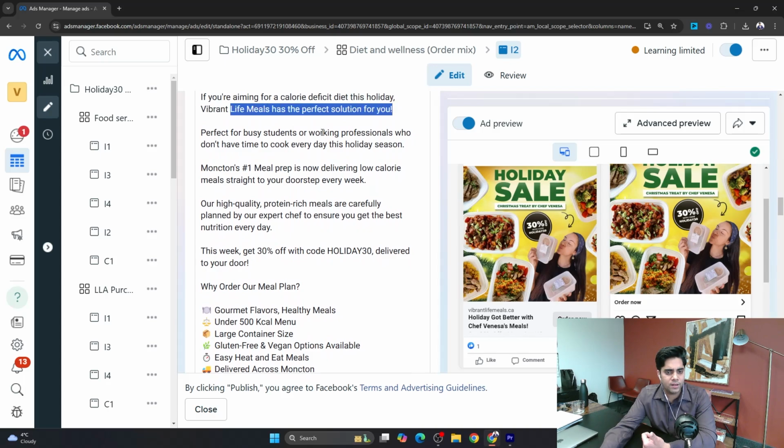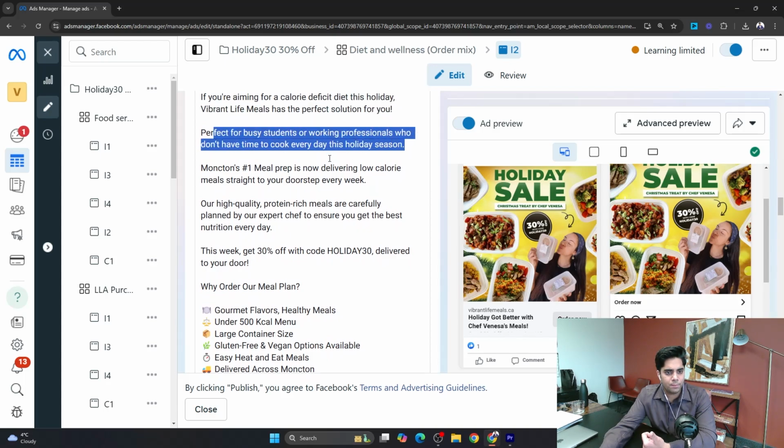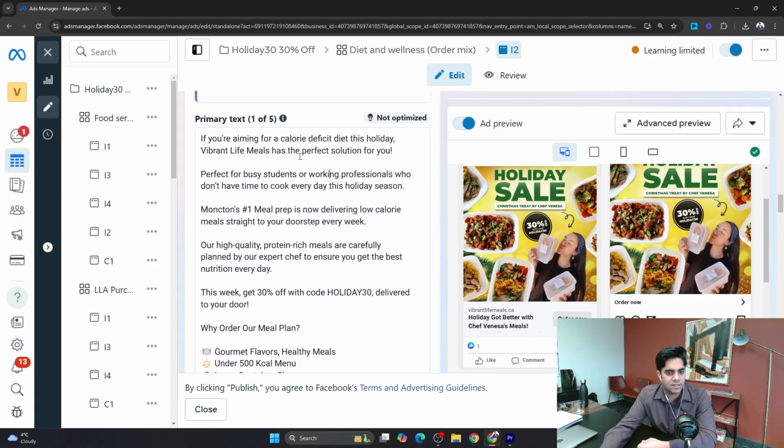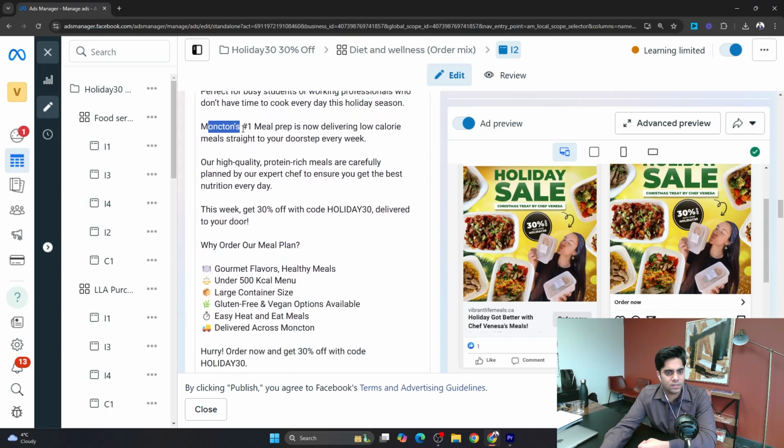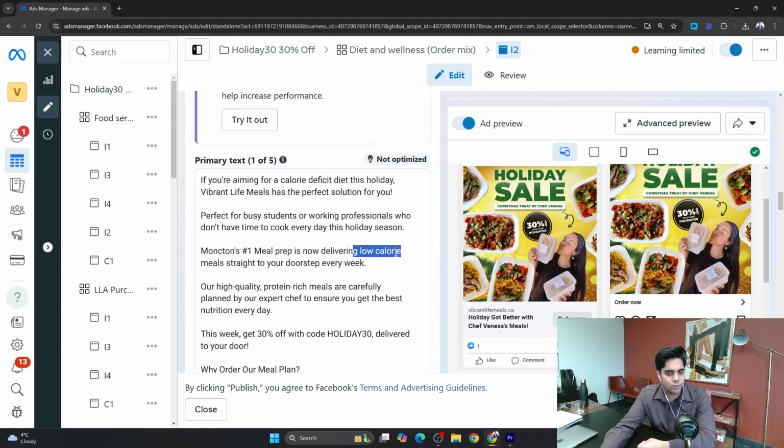Then right after we hook them in, we go over a little bit more on the benefits: perfect for busy students or working professionals who don't have time to cook every day this holiday season, right? Congruency is really important too here, guys. So we're consistently saying holiday, and then Moncton's #1 meal prep is now delivering low-calorie meals. Consistency, congruency. Another great point about marketing, and this is so crucial, is you don't need a lot of different value propositions. In fact, you just need one core idea.